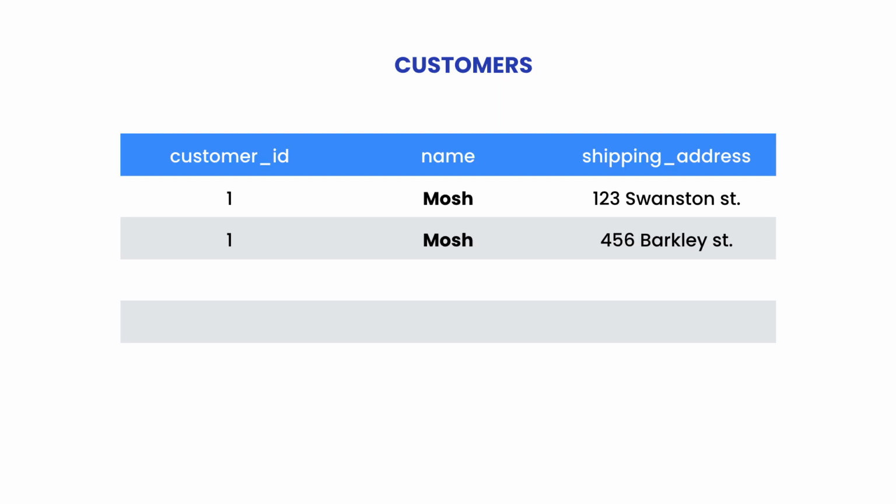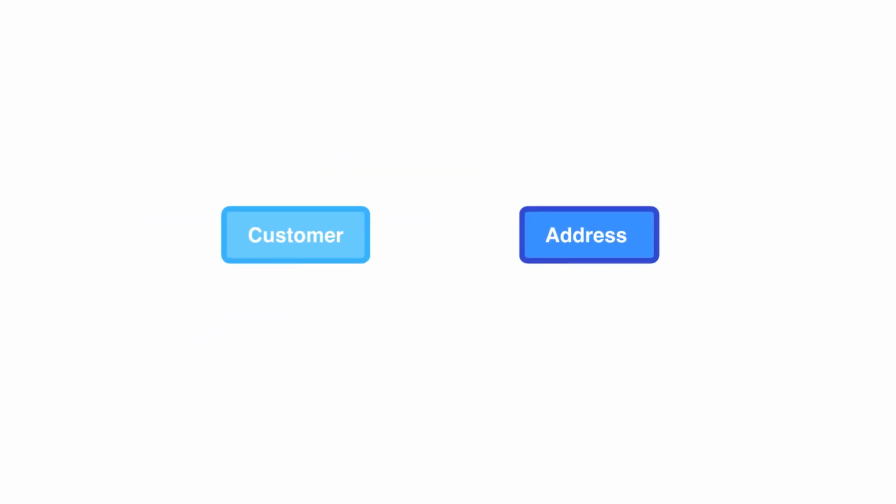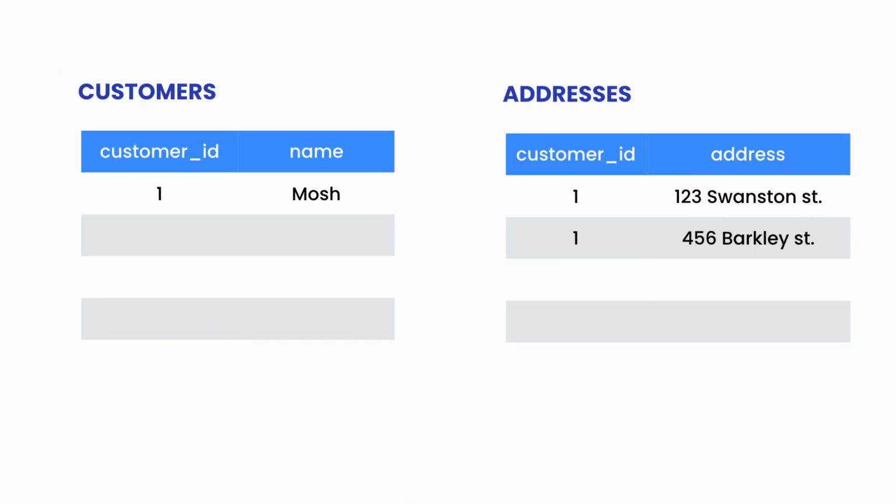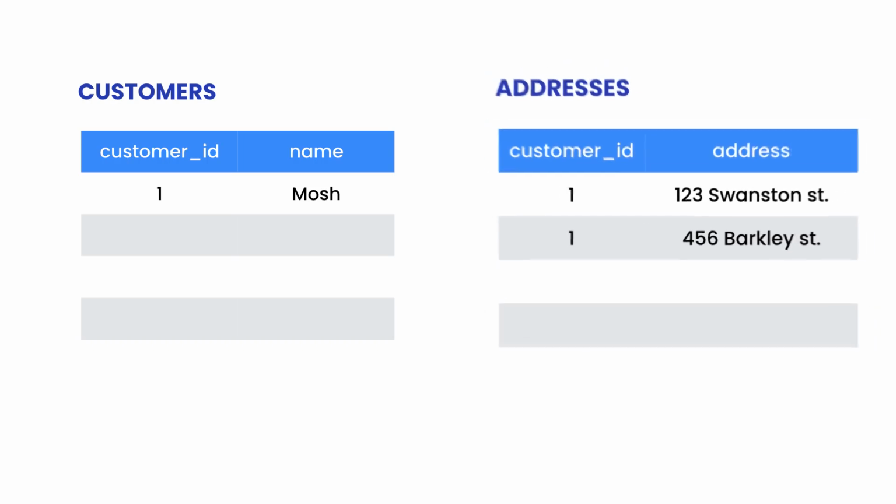Well, first we need to think about the logical entities and the relationships here. We have 2 entities, customer and address, and there is a one-to-many relationship between these 2 entities. A customer can have many shipping addresses, but a shipping address is for one and only one customer. Now we convert this logical model to a physical model. We end up with 2 tables, customers and addresses. The customer table has columns like customer ID, name, and email. So the shipping address column no longer exists here. Now we have a separate table for it.